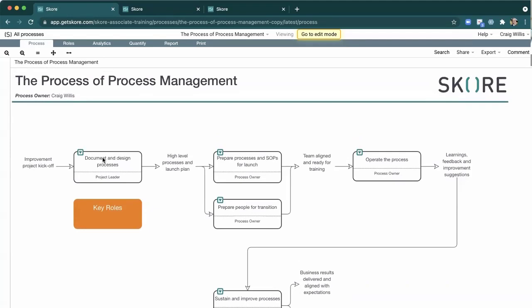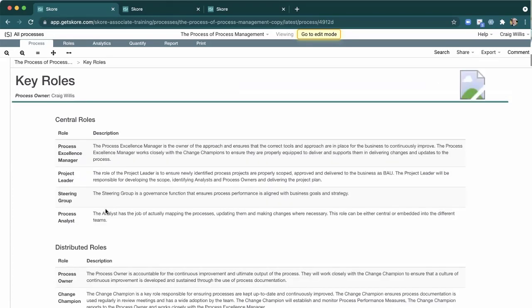So I'm not going to go through every single detail of this process. We will drill down into a couple of these areas just to give you an overview of them. But the area I do want to talk about is actually the key roles. So we've highlighted a very high level set of roles just to consider when putting something like this together.